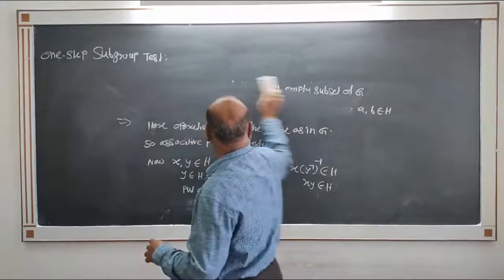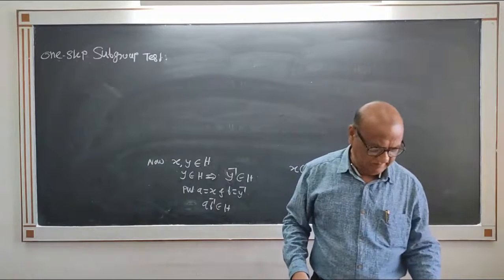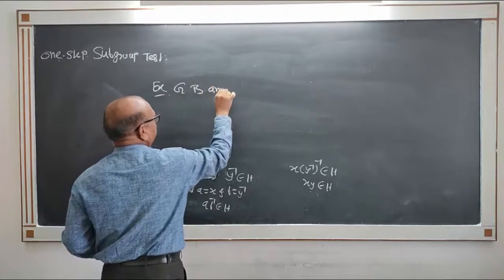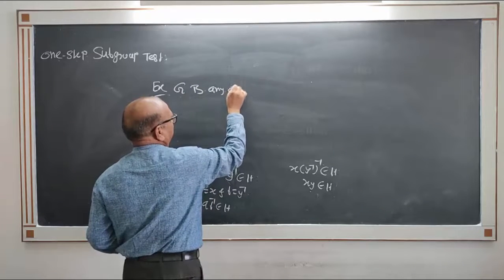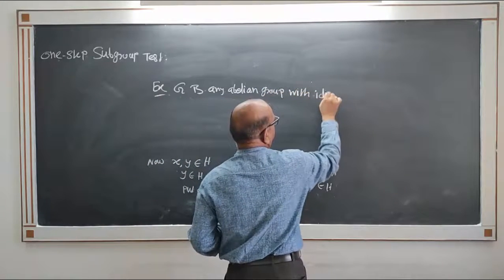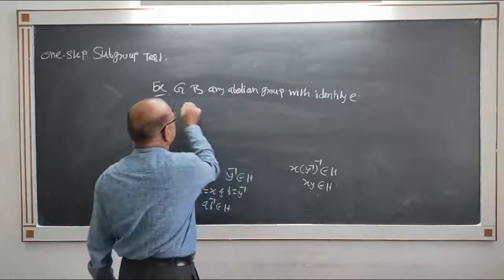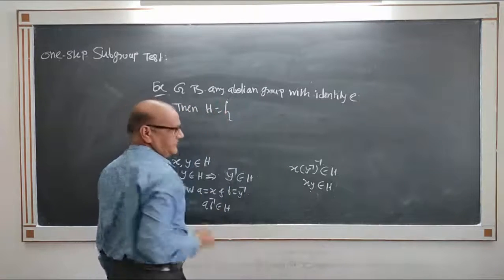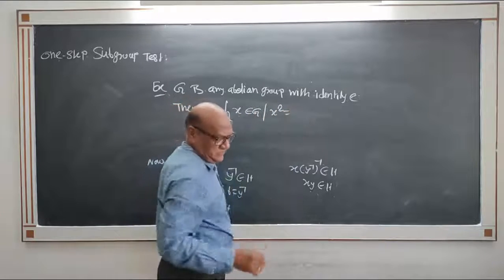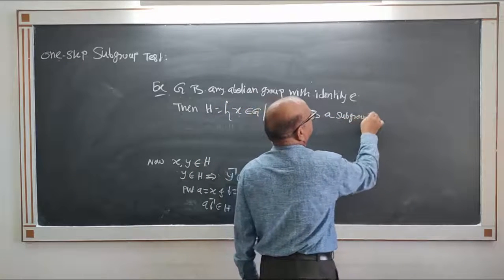Now here is an example. G is any abelian group with identity E. Then H, those elements X belonging to G such that X square is equal to the identity, is a subgroup of G.